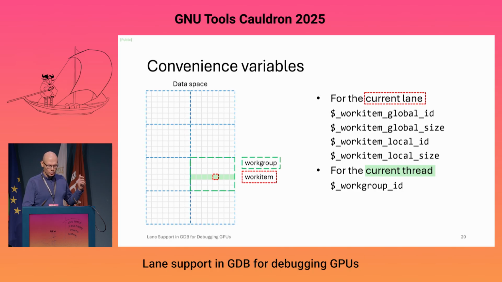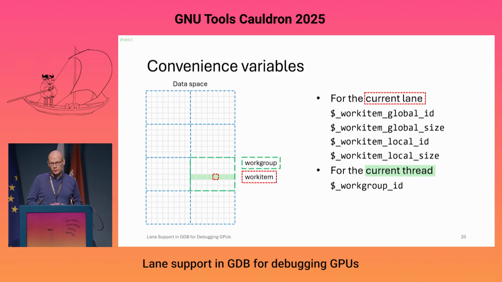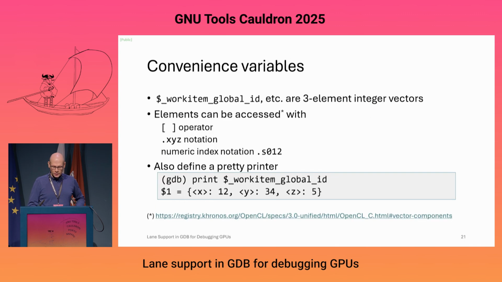So there would be convenience variables in order to query the size and ID of the global coordinate. And then for the current thread, which processes a set of work items, this thread would belong to a work group, and with this convenience variable it would be possible to query the coordinate of this work group. These convenience variables are 3-element integer vectors.